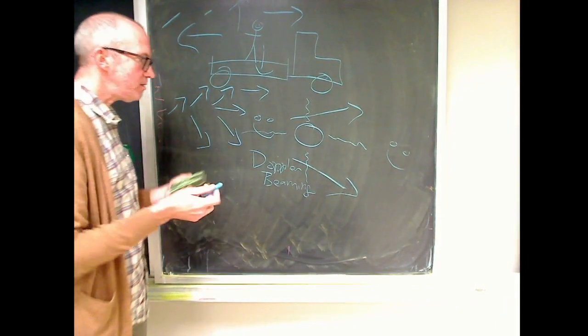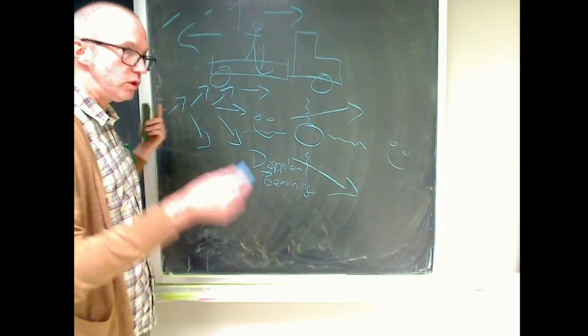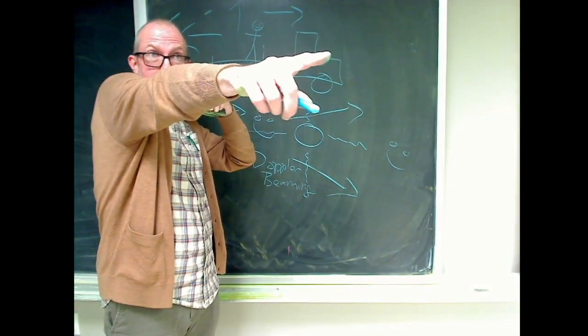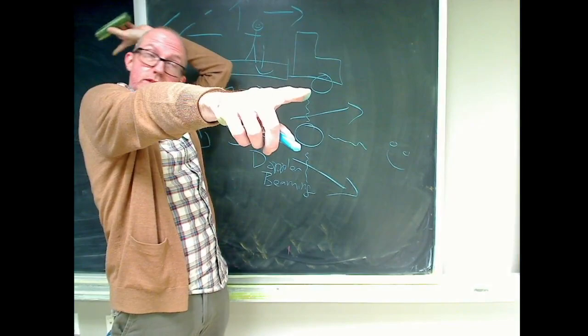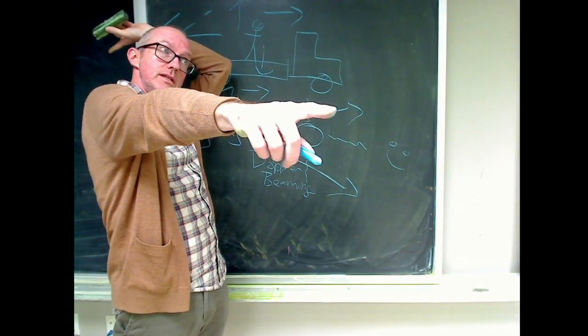Since these jets come out at a fair fraction of the speed of light, when I'm looking at a galaxy, it's got a jet that's coming at me and one that's going away from me. The one that's going away from me I can't see as well.